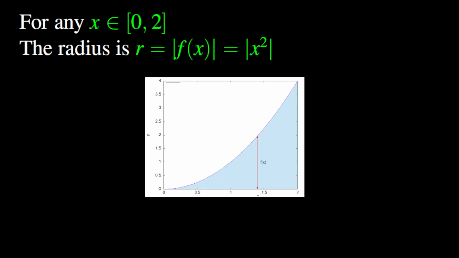The shaded region on the following graph corresponds to the region that will be rotated around the x-axis to obtain the solid. It is clear that, for any x in the interval from 0 to 2, the radius of the disk is given by the absolute value of the function f of x. This is the distance from the axis of rotation to the curve y equals x square.